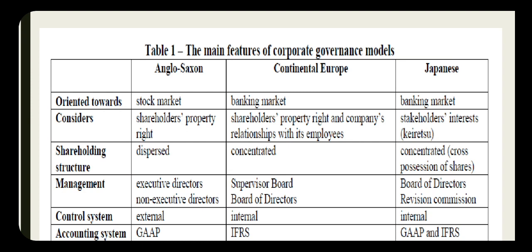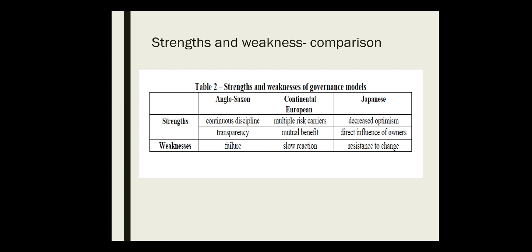And then management, see here, executive directors, non-executive directors. In the Anglo-Saxon model, we have executive directors and non-executive directors. But in continental Europe, they have two levels of governance: supervisory board and board of directors. In Japan, they also have a two-tier model of governance: board of directors and revision commission. Okay, there are two more, but I think if we look at three or four points, it is sufficient for us to see the difference.